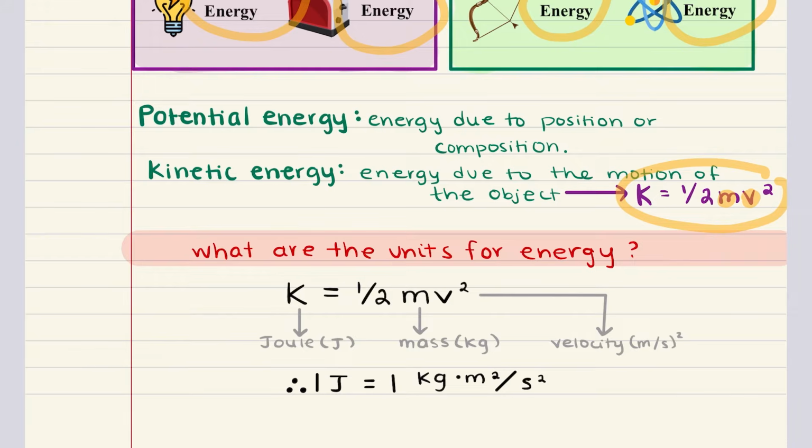Now, one of the key aspects to understand about kinetic energy is its relationship with speed. According to the equation, kinetic energy is directly proportional to the square of the object's speed. This means that if an object's speed doubles, its kinetic energy increases by a factor of 4, assuming the mass remains unchanged. This quadratic relationship highlights how even small changes in speed can result in significant changes in kinetic energy.